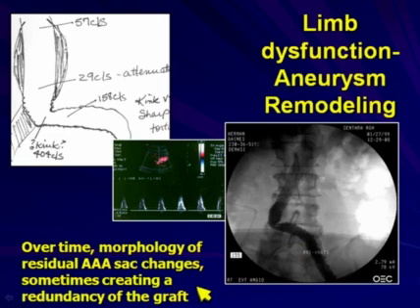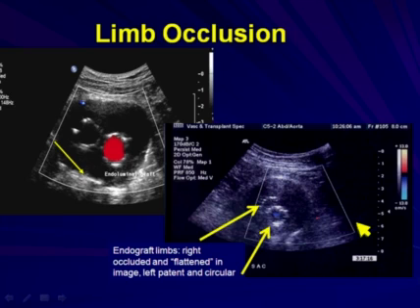But over time, the morphology of that residual aneurysm sac can change, and if that graft becomes redundant, then this has to be addressed. This is what we don't want to see. This is an endograft occlusion in this limb. And here's an example where you see that this limb, the right limb, is flattened, occluded, and very different in appearance from the circular, normal left patent limb.